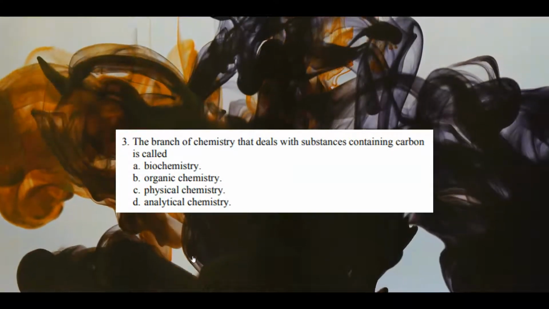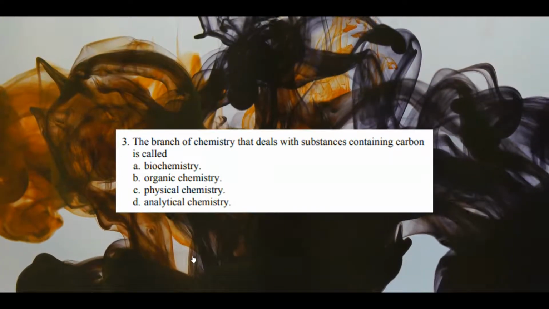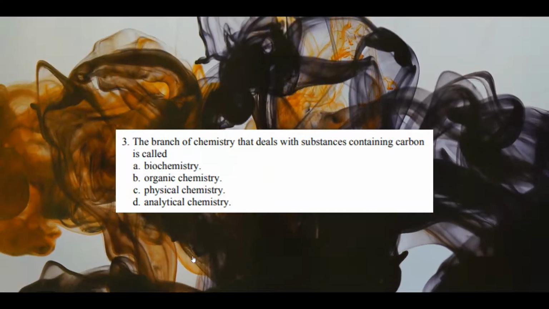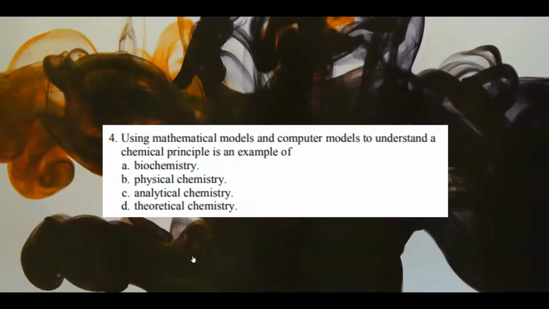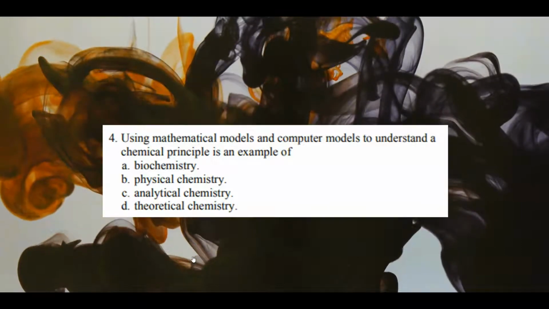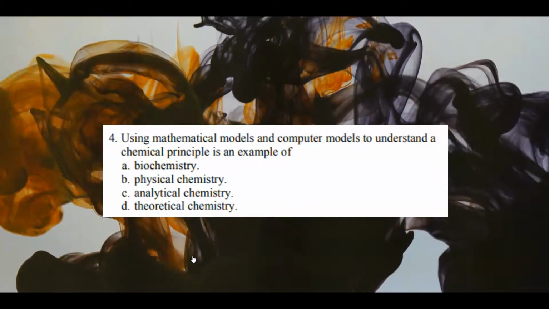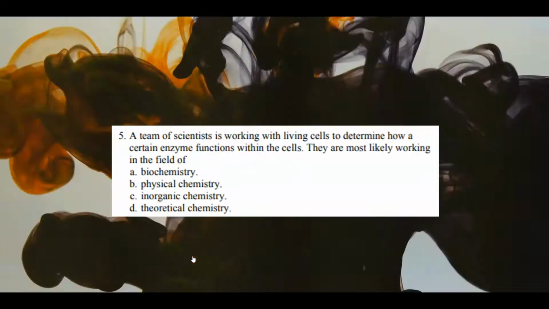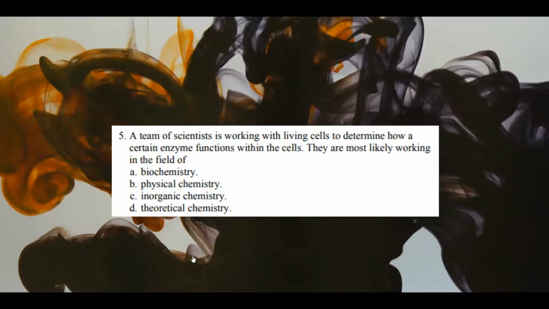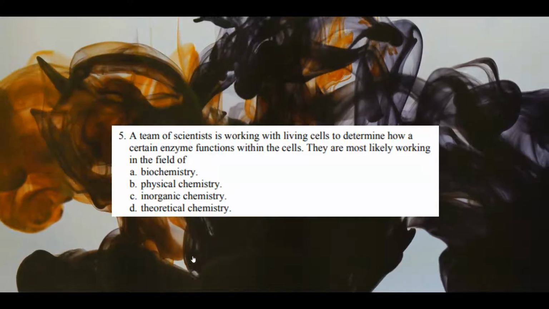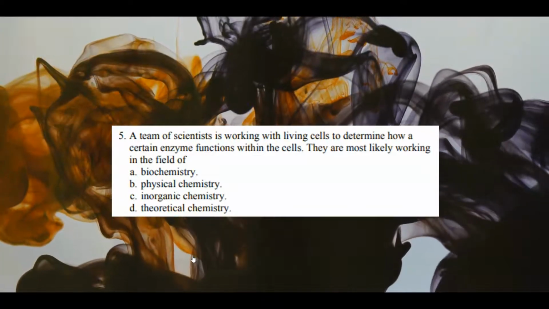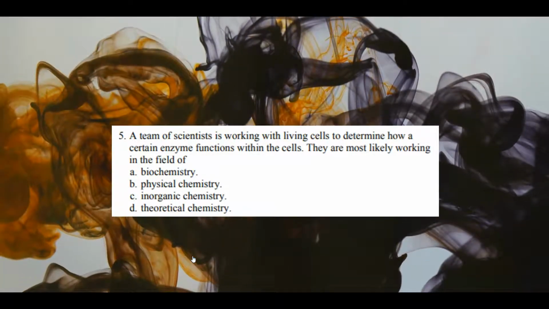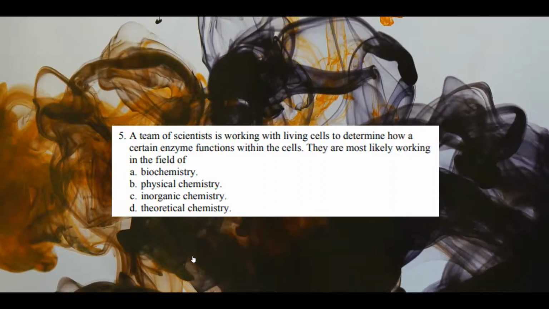We want to know the branch of chemistry that deals with substances containing carbon. Using mathematical models and computer models to understand a chemical principle would be what? And finally, a team of scientists is working with living cells to determine how a certain enzyme functions within the cells. They're most likely working with which field?